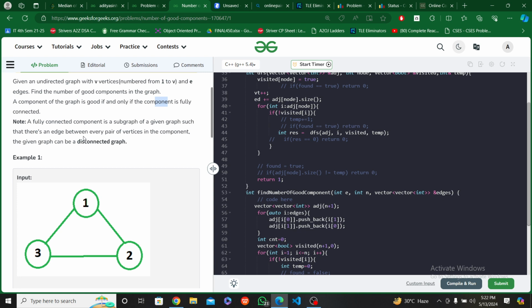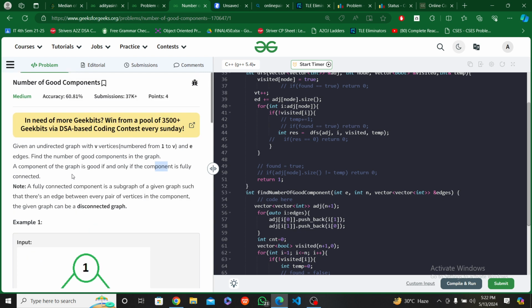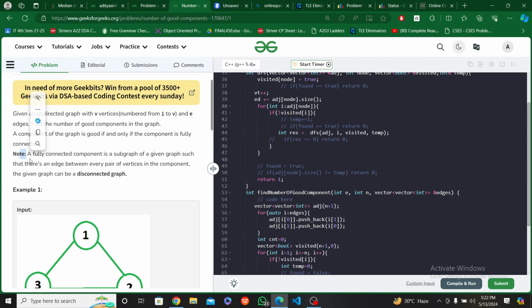It's my good component. One note here: a fully connected component is a subgraph of the given graph such that there is an edge between every pair of vertices in the component. The given graph can be a disconnected graph.